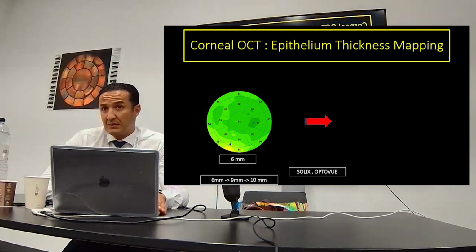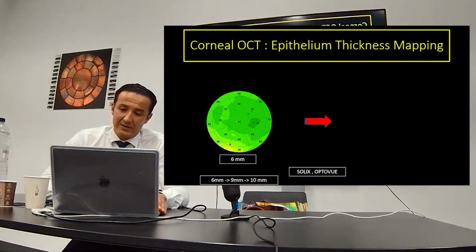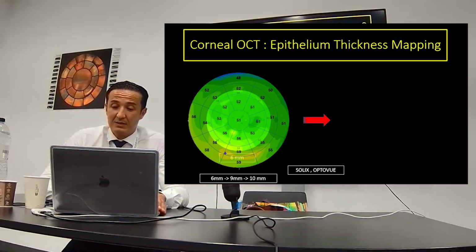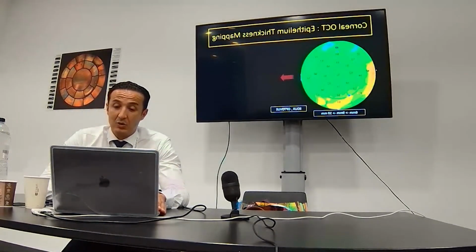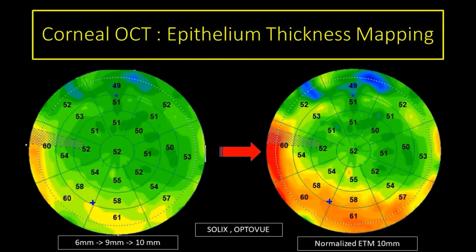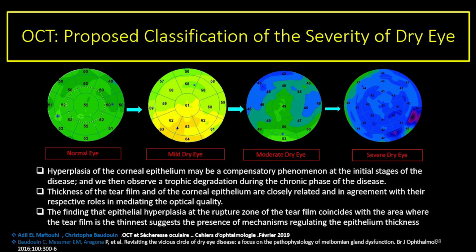In the beginning of the epithelium mapping, we had a 6 millimeter area of the mapping, but it wasn't enough to identify slight epithelium changes, especially in the area of 7 to 9 millimeters. And look here, the 9 millimeters, 10 millimeters, and you observe very slight changes in this area. And when you have a normalized epithelial mapping, you change the scale from 5 micron to 2 micron to highlight the slight changes.